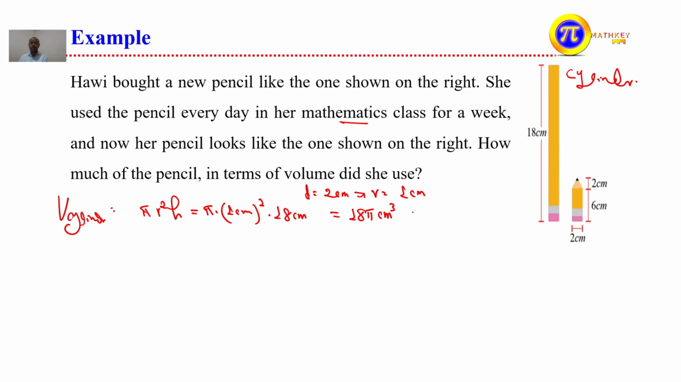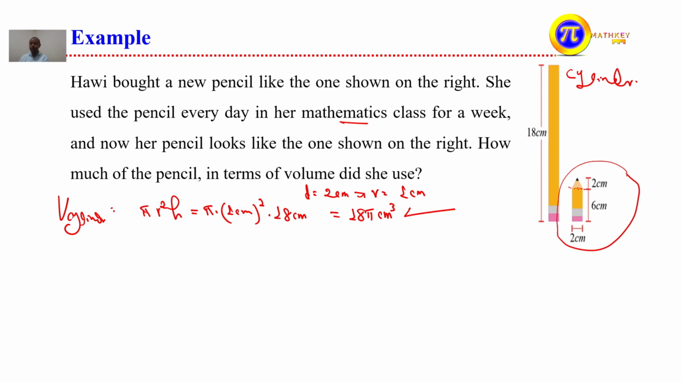This is the volume of what? The pencil without using it, as it is. Now, what she used here, it has a form of what? Here is a cone. Yes, after this, it looks like a cone. And in the case of this one, with 6 centimeter height and the same radius, it is what? Cylindrical shape.